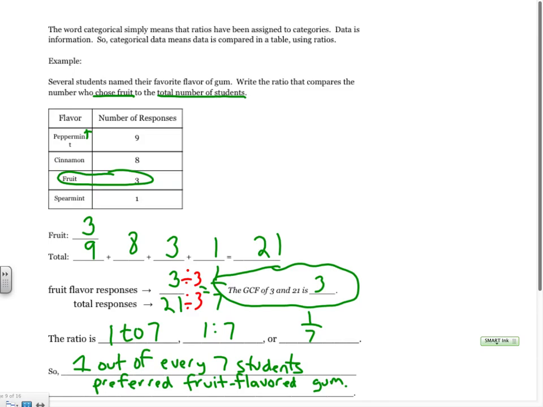There's your lesson. You're all experts on ratios, I hope. Come back to class and tell me what you know.